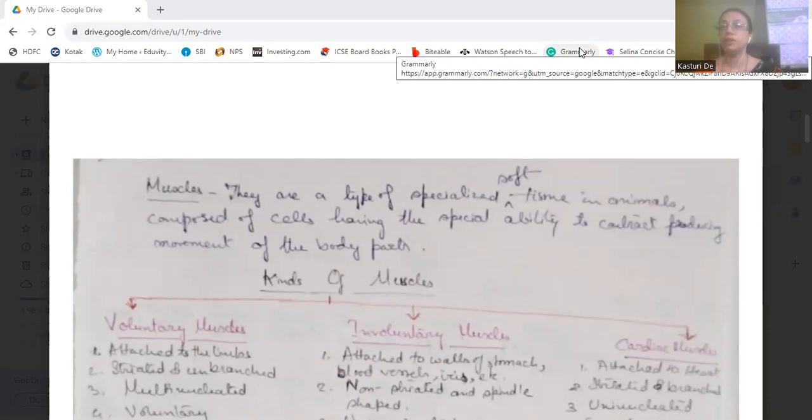Today, we will discuss part two of the skeleton chapter, that is movement and locomotion. In that chapter, we will discuss according to the class 9 ICSE syllabus.